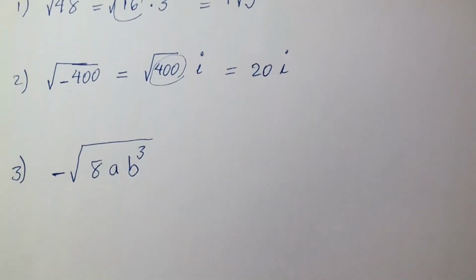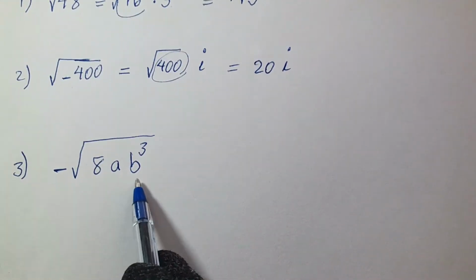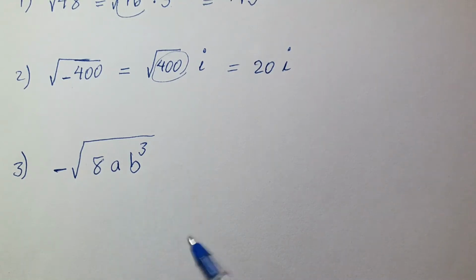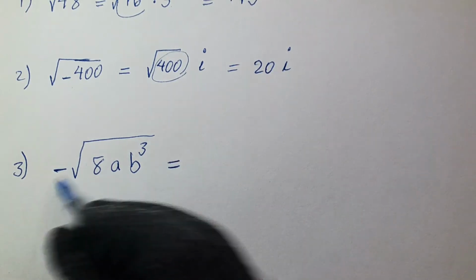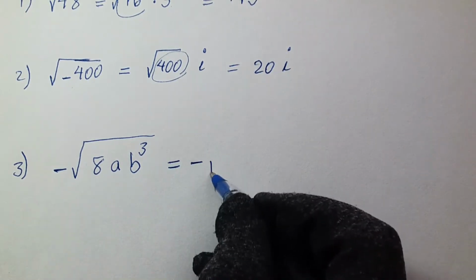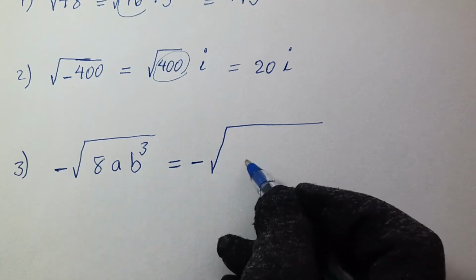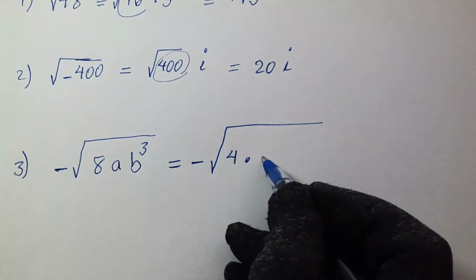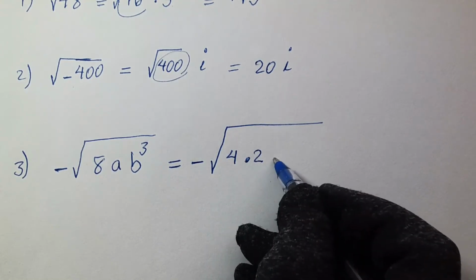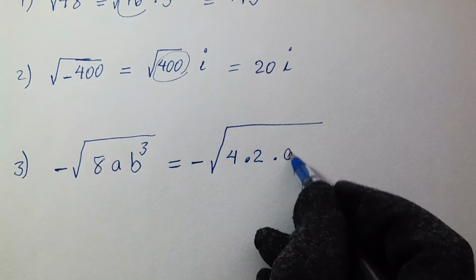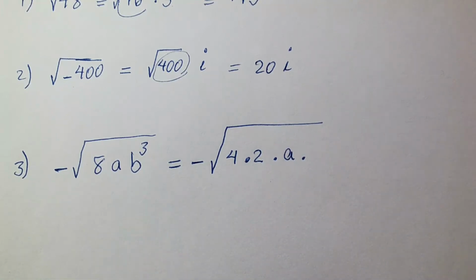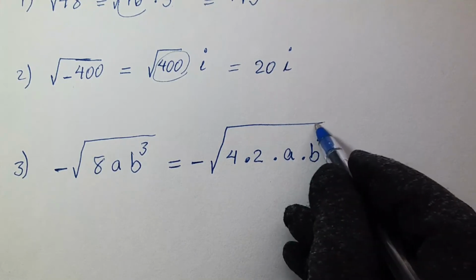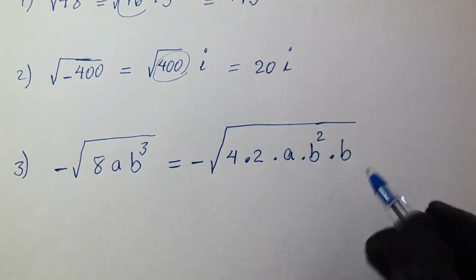Next example, we have some letters, some variables, in the radical. Everything works exactly the same. First, the negative before the radical, we keep that. Then I know 8, I can write it as 4, a perfect square number, times 2. a is a. Now, b to the power of 3. I know b to the power of 3 is b squared times b.